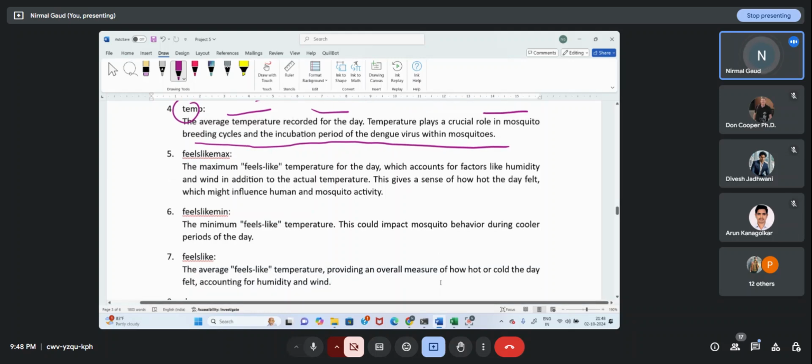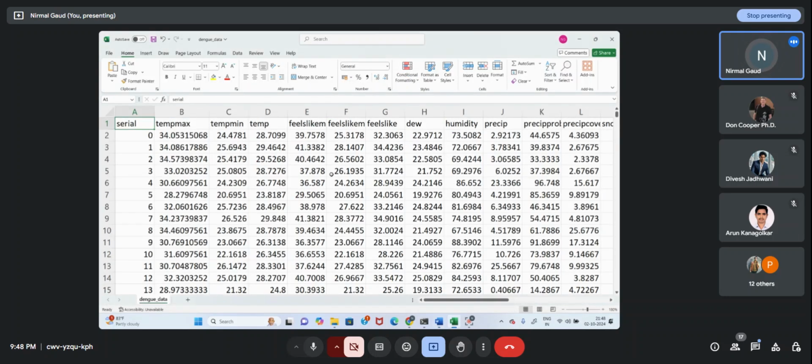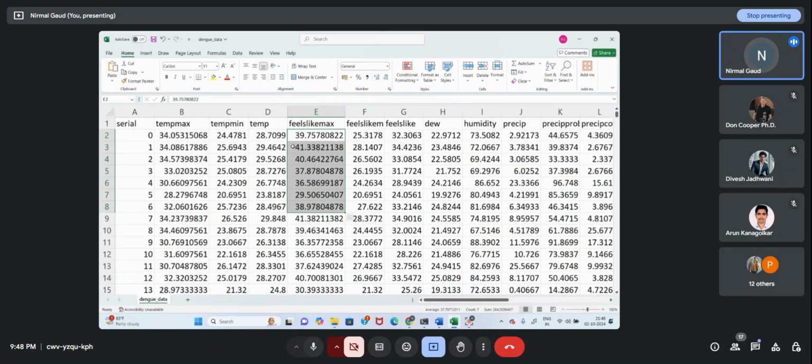We have feels like max as one of the columns. Feels like temperature for the day accounts for factors like humidity and wind, in addition to the actual temperature. Feels like means we have factors like humidity and wind also. We are incorporating them. Okay, so in my data sheet, you have all the numerical values: max temperature, min temperature, temperature, that is average temperature. Then we have the feels like temperature also, which incorporates humidity, moisture, pressure, whatever the things are, they are included here.